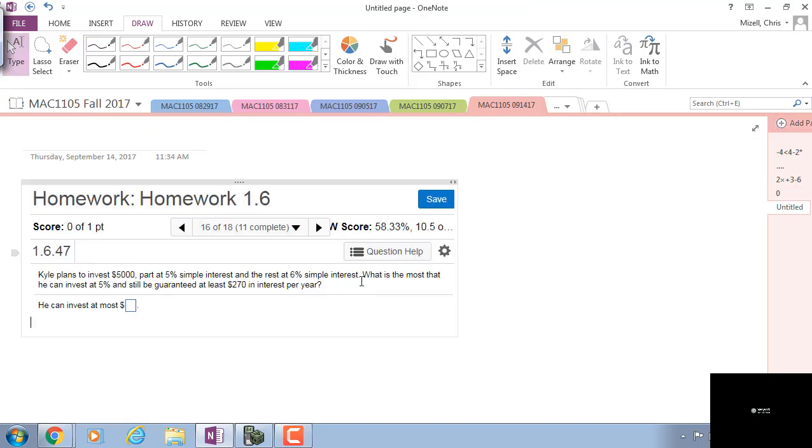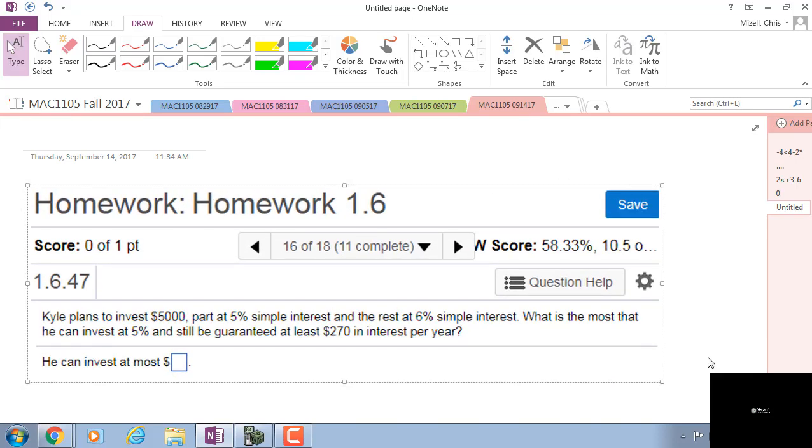A little different one here. Kyle plans to invest $5,000, part at 5% simple interest and the rest at 6% simple interest. Those are really close together. I'm just trying to imagine Kyle differentiating between the amount of risk involved in the 5% investment and the 6% investment, but evidently there is a difference. So what is the most that he can invest at 5% and still be guaranteed at least $270 in interest per year?